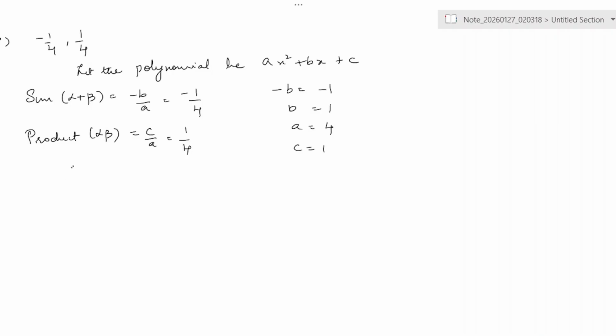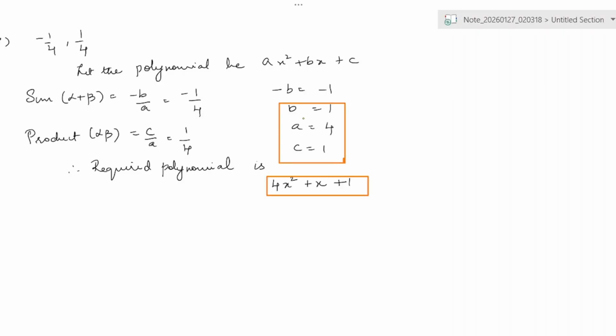So therefore the required polynomial is... we'll put the values of a, b, c in this. So a is 4, 4x squared plus x, coefficient of x 1, plus constant 1. We'll move on to the next subdivision. Sixth subdivision, 4 comma 1.